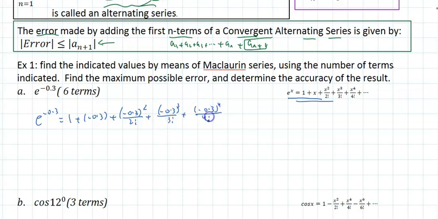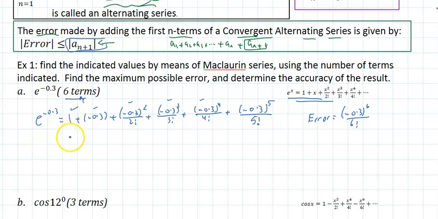fourth over 4 factorial. That's 1, 2, 3, 4, 5, 6 terms. One more. A negative 0.3 to the fifth over 5 factorial. Remember, the error will be the next term. If we stop at the fifth term, then we know the error is going to be negative 0.3 to the 6 over 6 factorial.